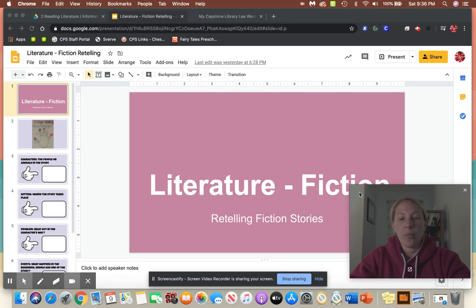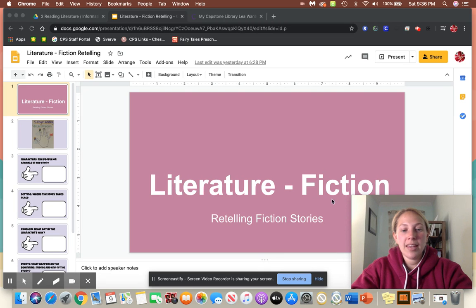So what we're going to be focusing on is retelling fiction stories, which you're getting pretty good at, I must say. Something that I'm going to show you is called a five-finger retell. And this is what good readers do after they're finished reading a story. They think about the parts of the story. Let's take a look.